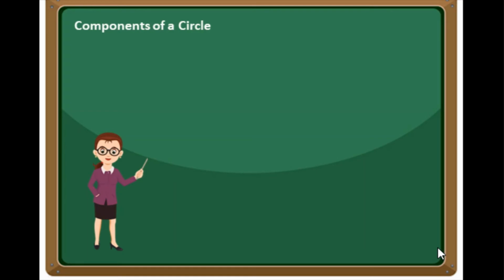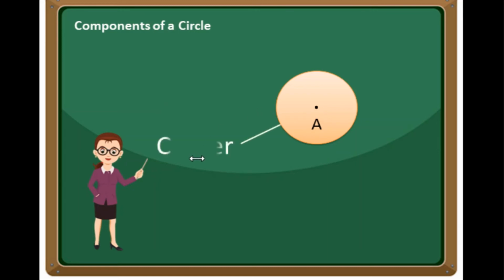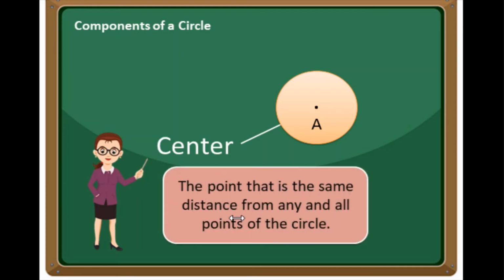Components of a circle. Number 1. If you try to see a circle, the circle has a point over here, and let's name it point A. The point here is what we call center. Everybody, repeat after me, please. Center. Okay, center is the point that is the same distance from any and all points of a circle.